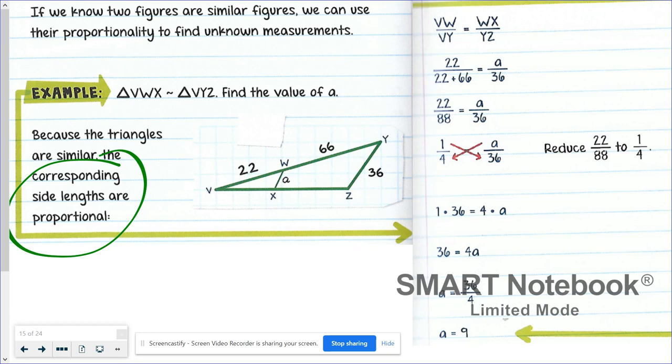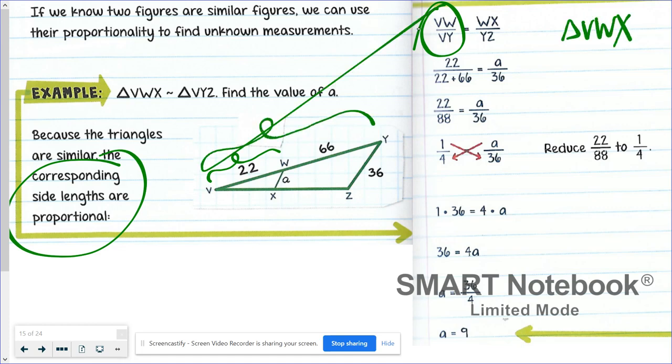Now it's already been done for us, so let's take a look at what exactly they did. So here they have VW over VY, okay? And so notice what this is representing. VW is a side of our smaller triangle, triangle VWX, and VY is the corresponding side of the larger triangle VYZ. So the way these ratios are set up is you've got a linear measurement from triangle VWX on top and the corresponding linear measurement from VYZ on the bottom.